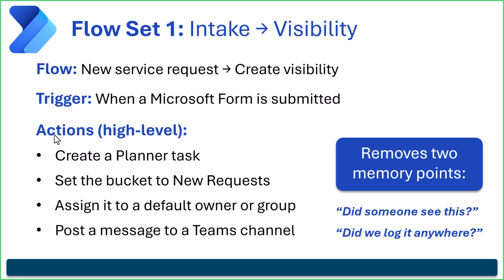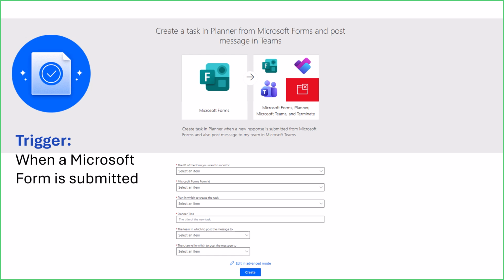It's going to set the bucket to new requests. So like for a pipeline type of thing, we're going to funnel everything into that new request bucket and then assign it to either a default owner or to a group and then post a message to a Teams channel about it. So then that's the visibility part. From there, that's automated. The ball is rolling. There's some human intervention that needs to happen. When things start getting clicked and people start doing stuff, then other automation picks up and completes it all the way through. So the trigger, again, is when a Microsoft form is submitted, the request is submitted.